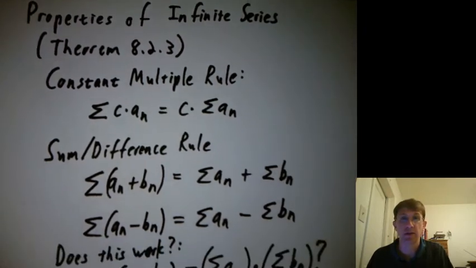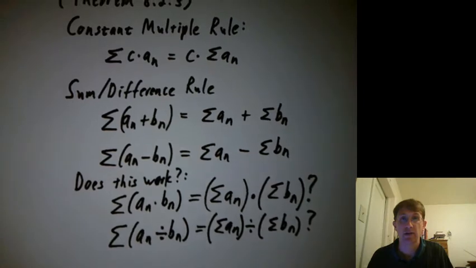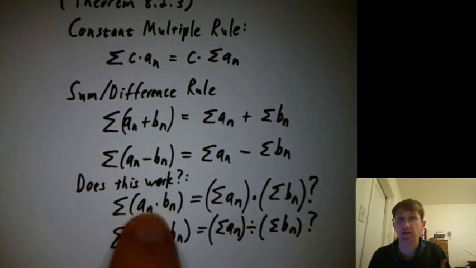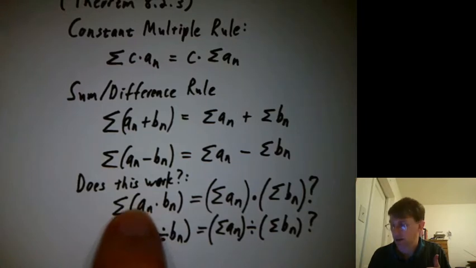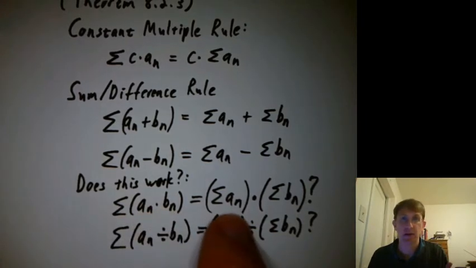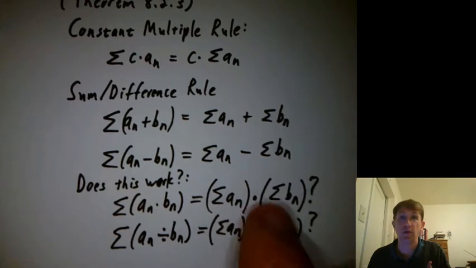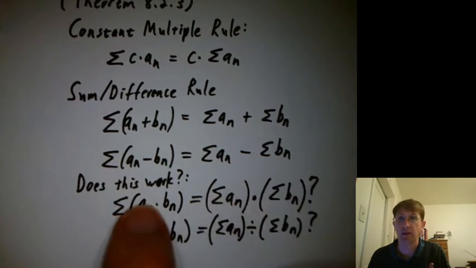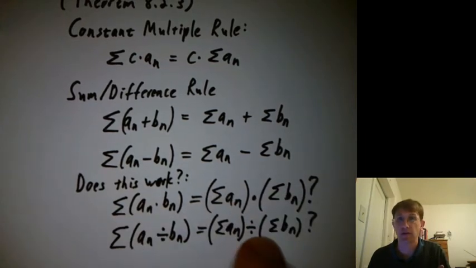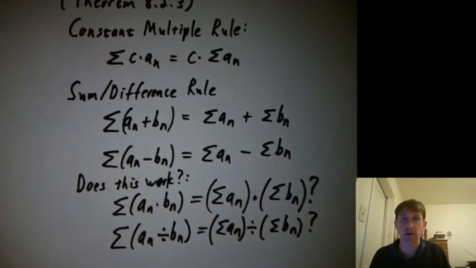But here's the big question that the theorem doesn't talk about. Does it work to do this for products? If I have the product of a_n times b_n as a sum of that, is that equal to the sum of the a's times the sum of the b's? Or if I have this, can I just rewrite it like that? And does it work for quotients too? So that's the big question. Take a sec to think about whether you think that works.